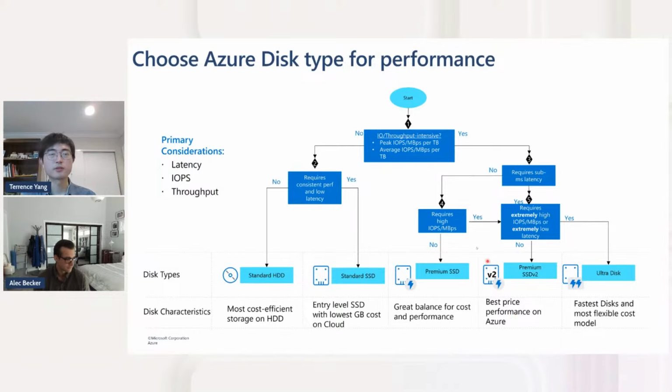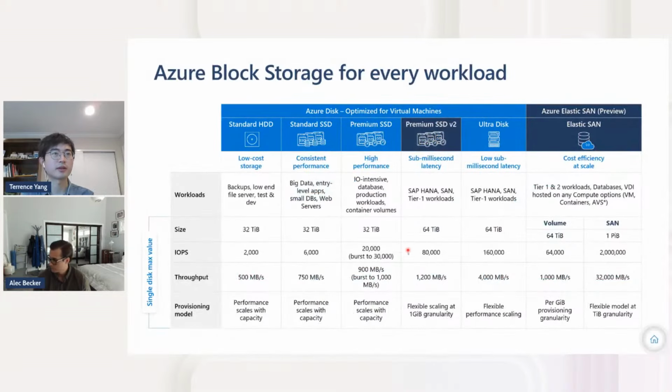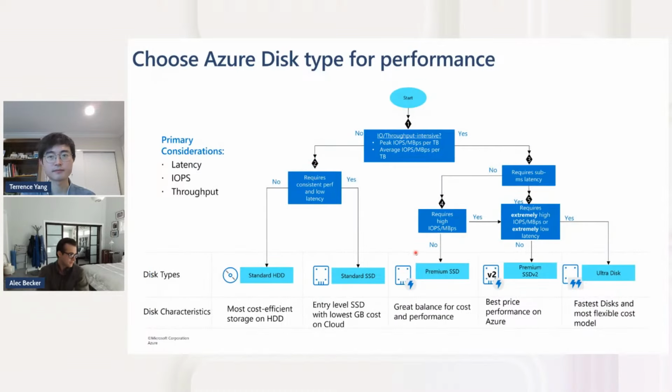When you have to decide the IOPS and Mbps, you can refer to the previous slide about the maximum you can achieve, and also compare that with your requirements and needs for the application.